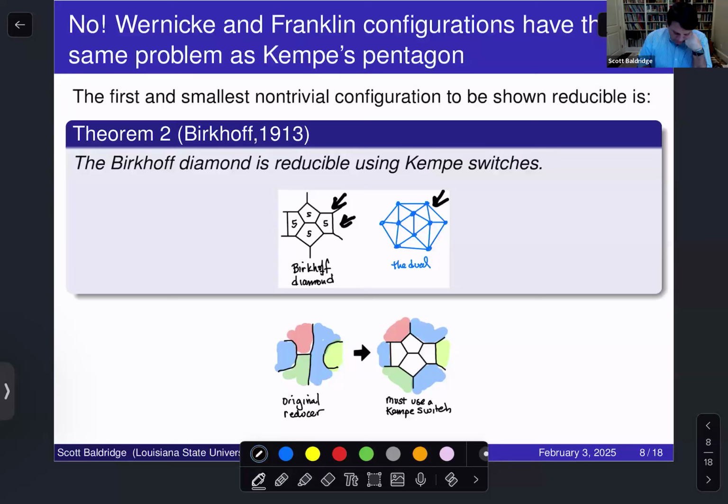And the reducer that you replace, so you replace this with that picture, and then you suppose that that has a coloring. And with that coloring, then you ask, well, can I use the coloring that's coming from outside? Can I push it in? And if you look at this, for example, you see that you have to use a Kemp switch. So keep track of this. The Birkhoff diamond is reducible using Kemp switches. You need the Kemp switches to use Birkhoff's original proof.